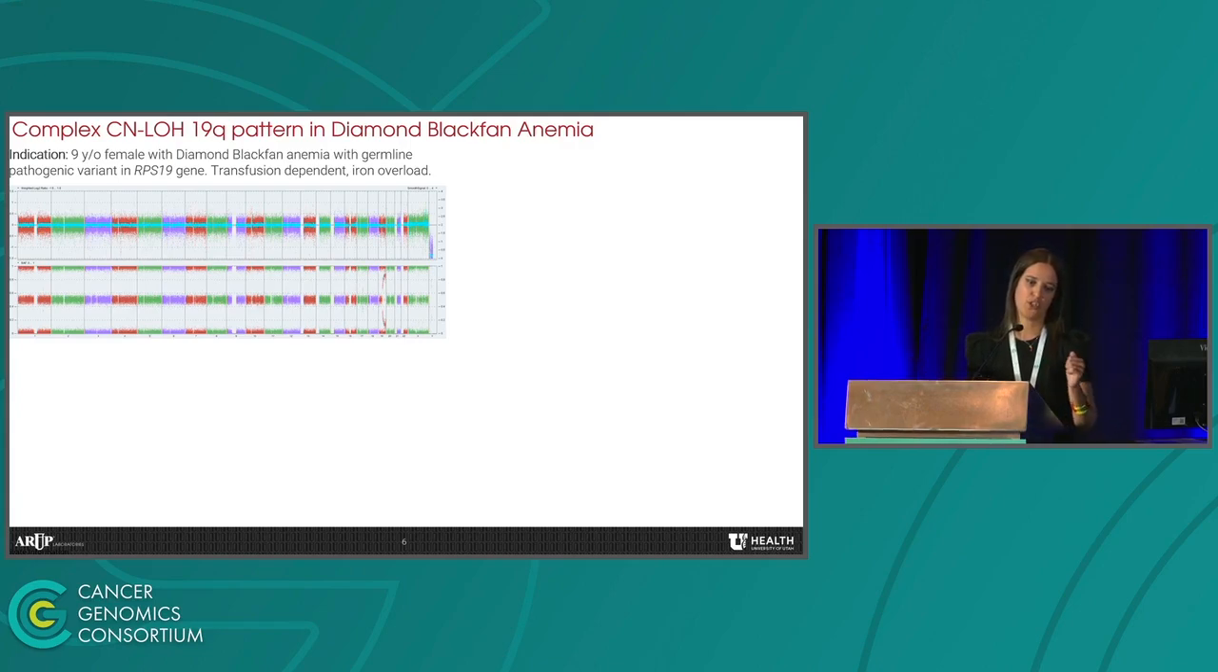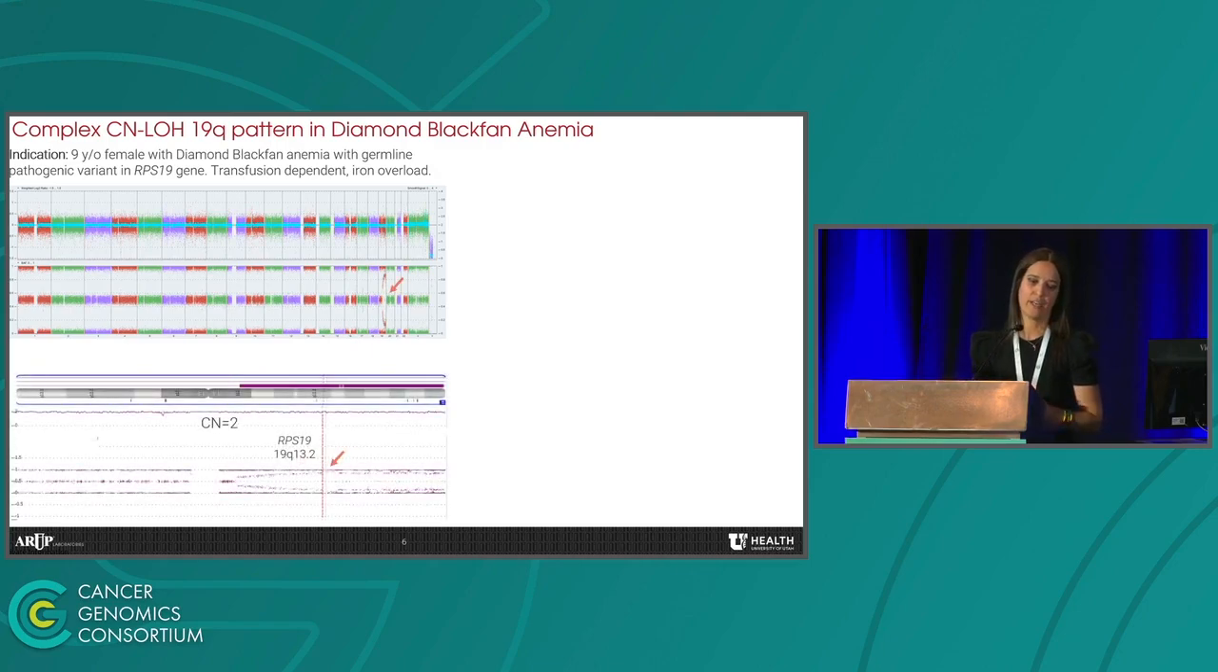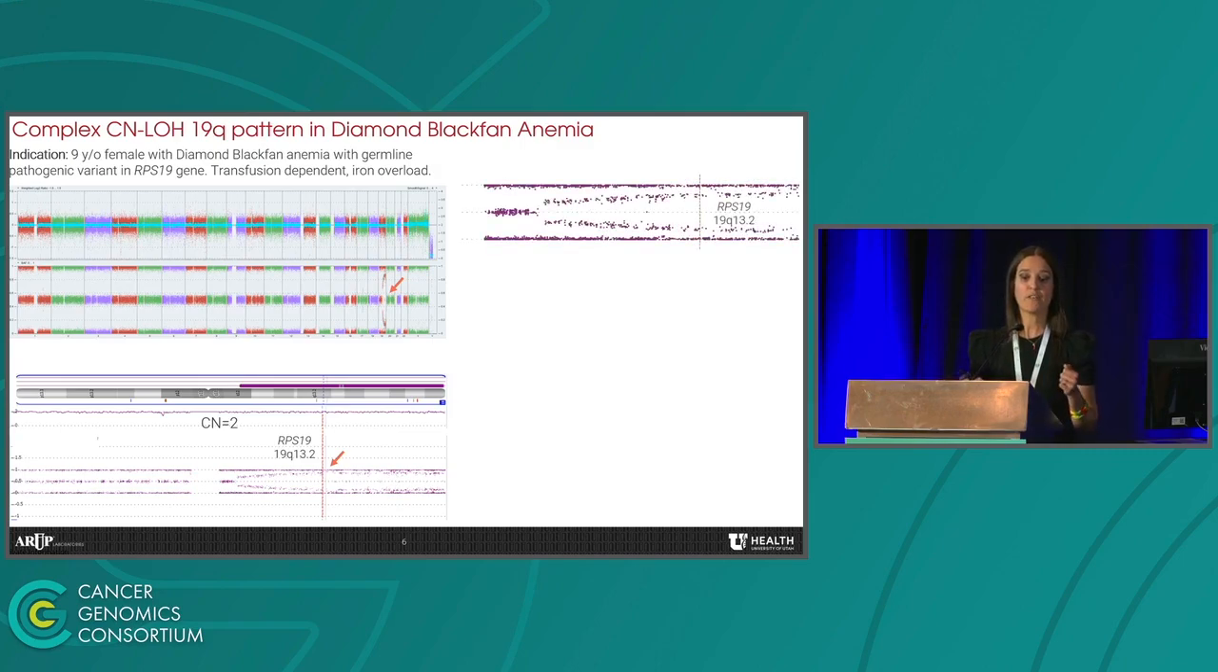We see a homogeneous copy number of 2 across the whole genome, and you can see a splitting pattern in chromosome 19, on the long arm of chromosome 19. And if we zoom in further, we can see that this pattern is not homogeneous. We see increasing levels of loss of heterozygosity that is maximum where the gene RPS19 that carries the germline variant is present at 19q13.2.